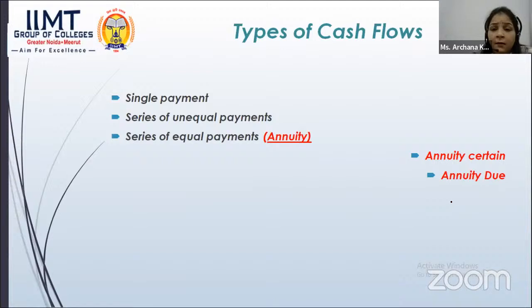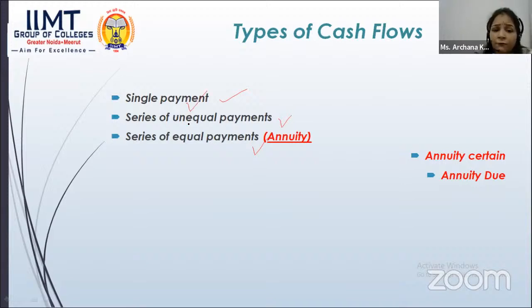Next is types of cash flows. For any transaction in finance, we can only have these three possibilities. We may go for single payment, we can go for unequal payment, and we can go for equal payments. For example, if we are investing an amount today and we want to calculate its value after 5 years, this is a case of single payment.